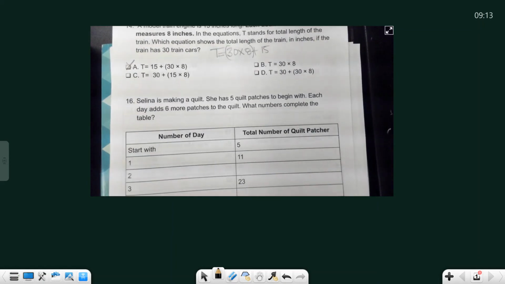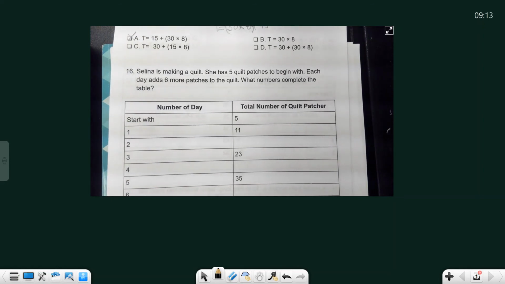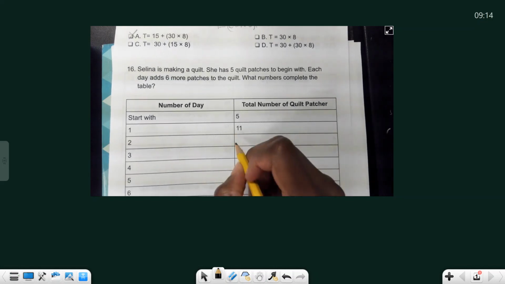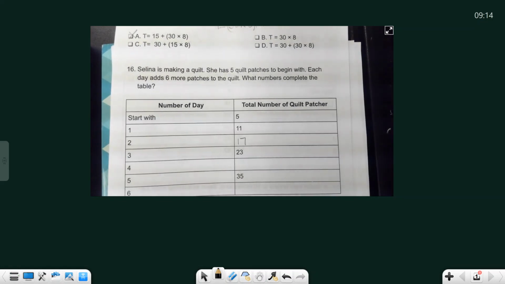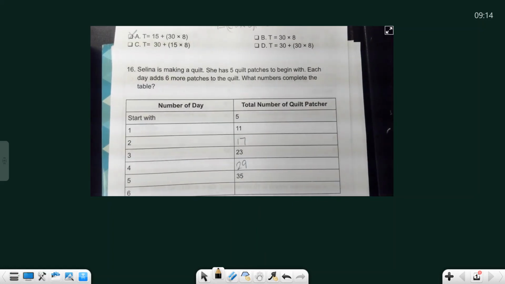All right, and the last question. Selena is making a quilt. She has 5 quilt patches to begin with. Each day, she adds 6 more patches to the quilt. When numbers complete the table, you start with 5. 5 plus 6 is 11 plus 6, 17. 17 plus 6 is 23 plus 6, 29 plus 6, 35 plus 6, 41. And that is the end.